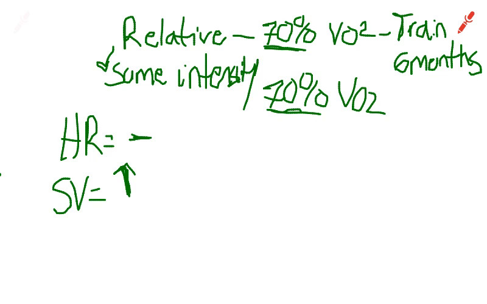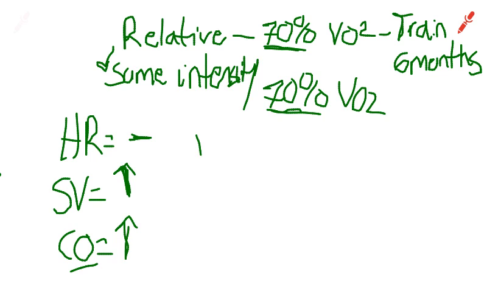So since your stroke volume is higher, your cardiac output is higher. Remember the formula: heart rate times stroke volume. Stroke volume is increasing, cardiac output is increasing. And this is also the point of training. The point of training, and the reason why your 70% of your VO2 is now higher than your pre-training VO2 from 6 months ago, is because your cardiac output increased.